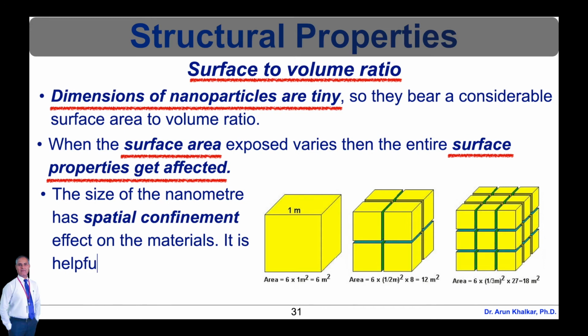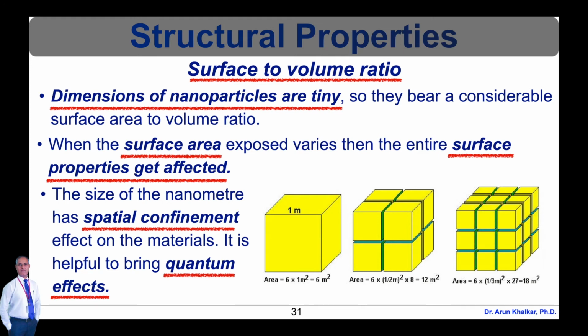For example, we can use metallic nanoparticles as an active catalyst for carrying out biochemical reactions. Chemical sensors from nanoparticles and nanowires enhance the sensitivity and the sensor selectivity. The nanometer size has a spatial confinement effect on the materials. It is helpful in bringing quantum effects.